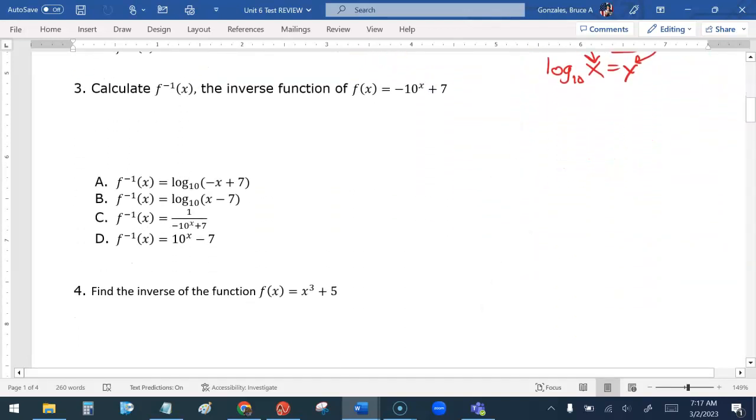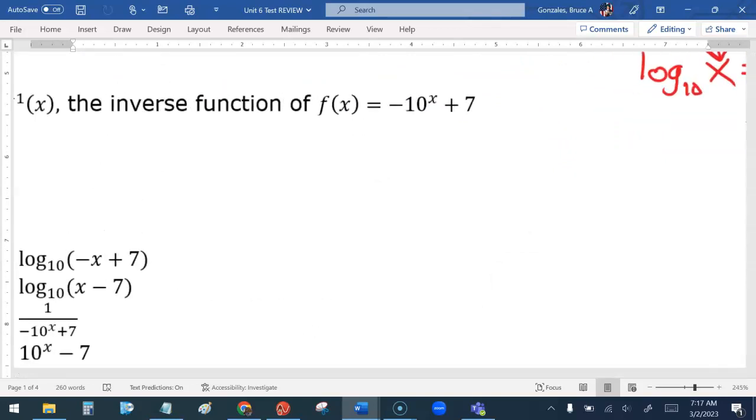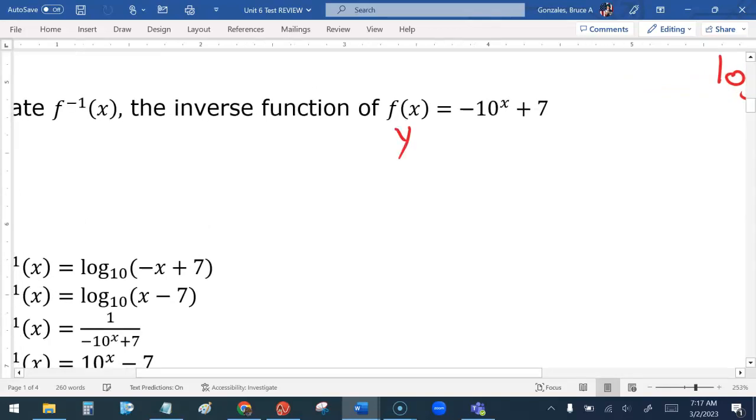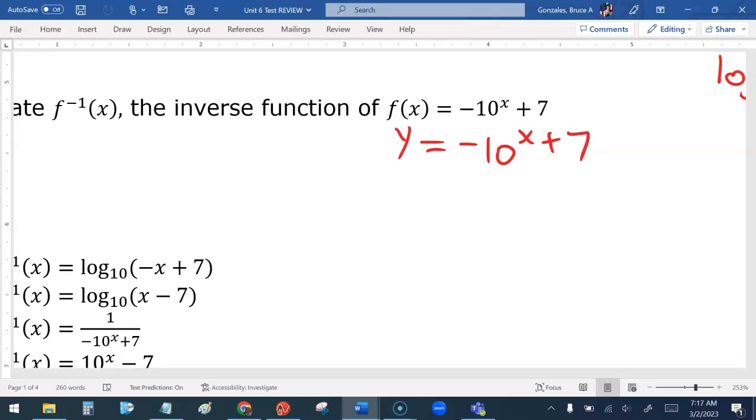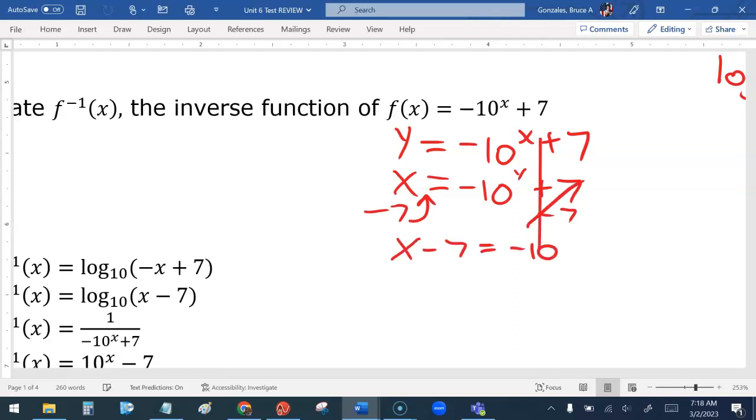All right, let's calculate the inverse function of f of x equals negative 10x plus 7. Same idea. F of x becomes y. Then we switch x and y. Okay, now when we're here, we want to solve for y. We're going to get rid of this plus 7, minus 7, minus 7, comes after the x. So x minus 7 equals negative 10 to the y.